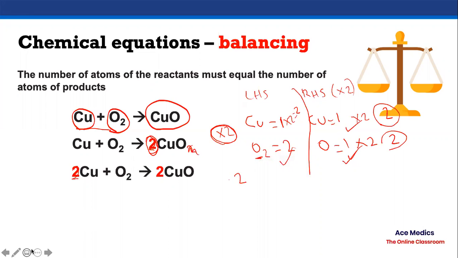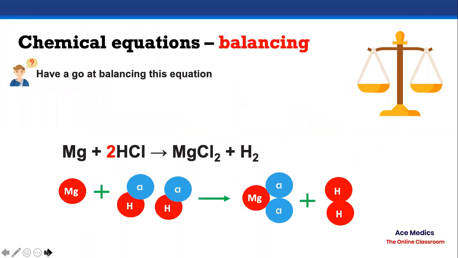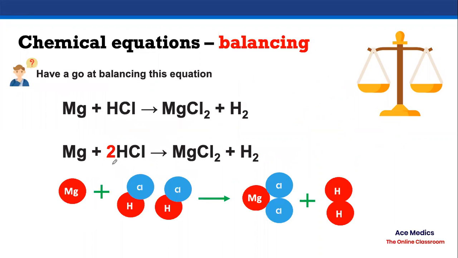So that is balancing. That's that in a schematic. We're going to look at a few examples. The next one we're going to look at is magnesium plus HCl, which we already said is hydrochloric acid, which forms magnesium chloride plus H2. Can anybody tell me what H2 is? What is H2?